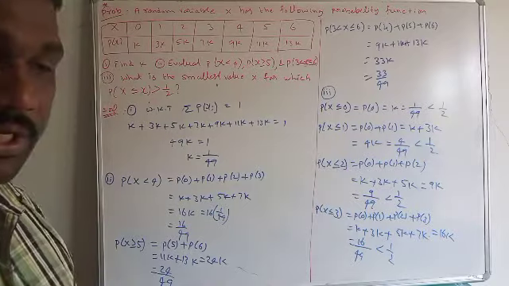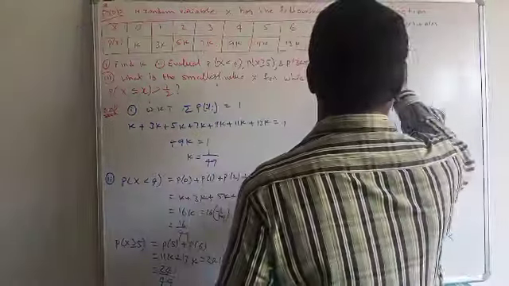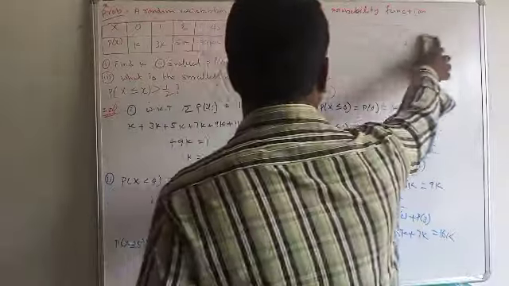Next, we will check for probability of x is less than or equal to 4.